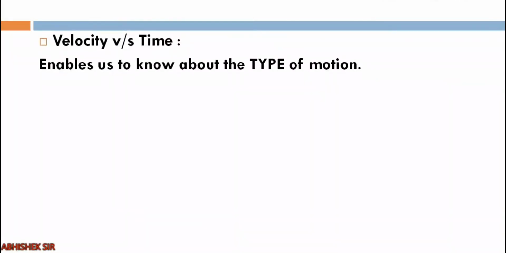Now, in the same way, let us study the velocity versus time graph. Now we have to represent time on one axis and velocity on the other axis. Remember, velocity on the y-axis, time on the x-axis. Again, as for the previous topic, the velocity versus time graph will also enable us to know about different types of motion, right? Let us see how we draw the velocity versus time graph and what it says just by looking at the shape.